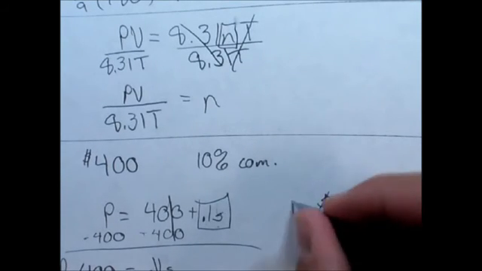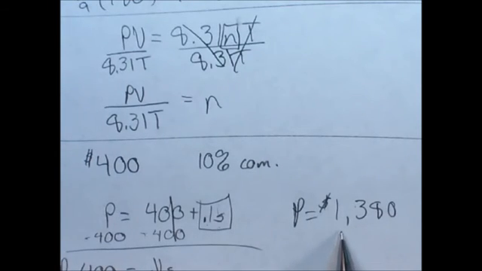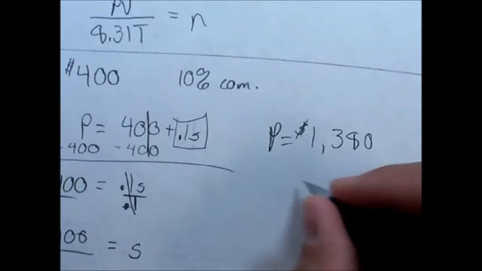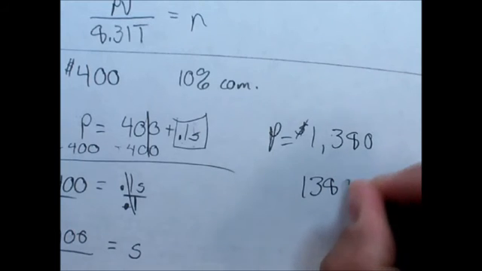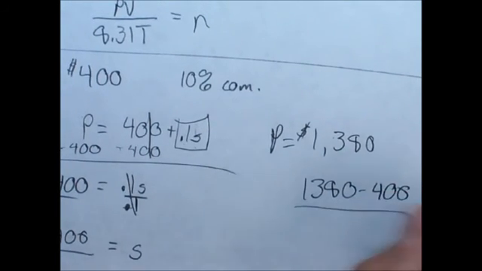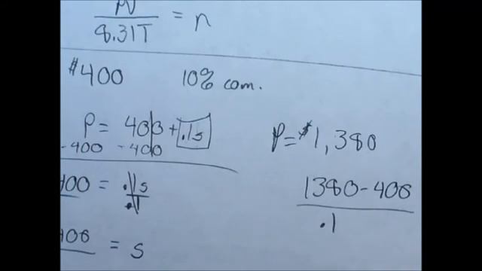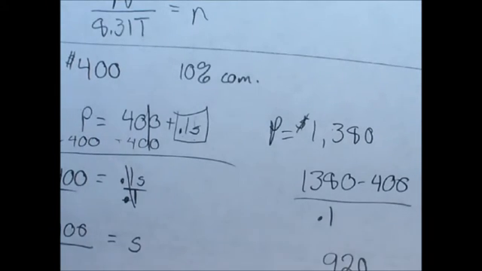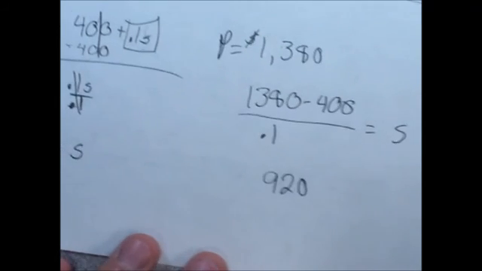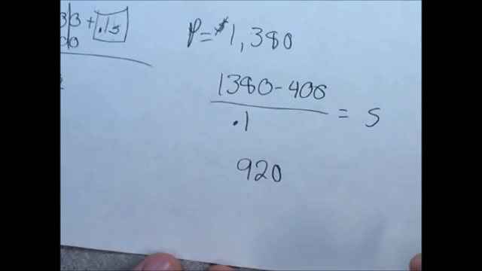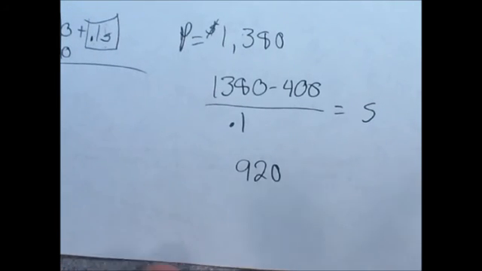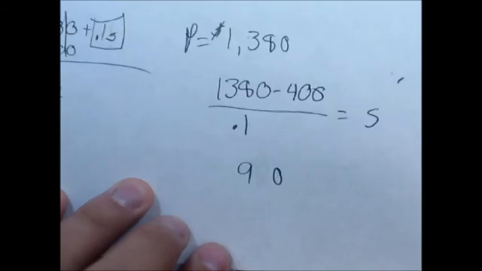So it said that her pay was 1,380. So I'm going to take this equation and plug in her pay. So 1,380 minus 400, divided by 0.1, equals S. And that's all I need to find. So 1380 subtract 400 gives me 920. Is that right? Somebody check me. 980. Oh, yeah, you're right. See, this is why you don't take my word for things.